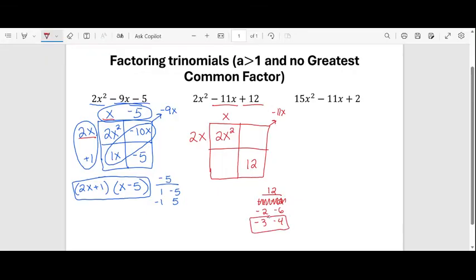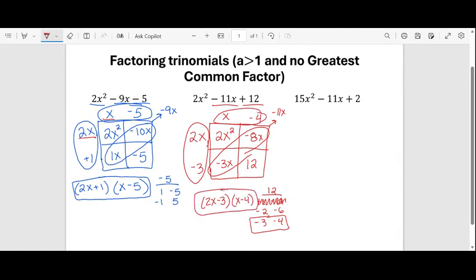I already know 3 and 4 are going to work, so I'm going to put those back. And if you already know they're going to work, because you'll get negative 8x and negative 3x, you are good to go. Our answer here is going to be this side, which is 2x minus 3 times the top, x minus 4. That is the factor of our original problem, which is 2x squared minus 11x plus 12.